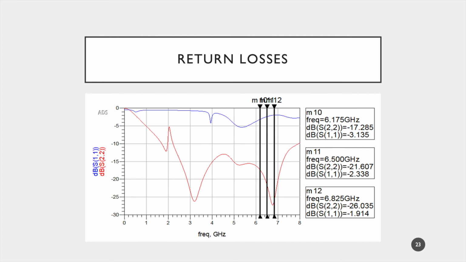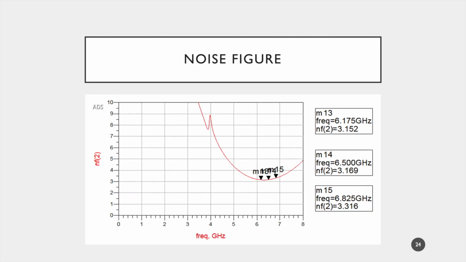Return losses are as shown. Output return loss is 6 dB better than requirement. However, input return loss is around 2.5 dB at the band, which does not satisfy the requirements. Yet since the power at the input is small, this relatively poor input return loss can also be accepted.